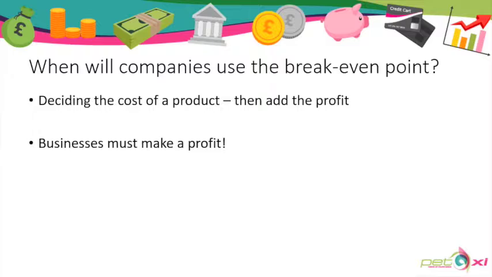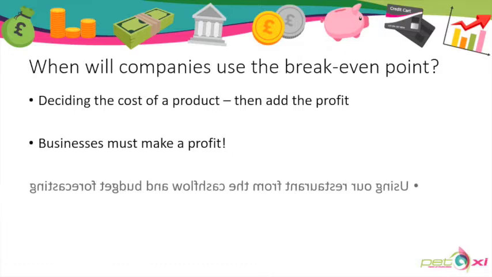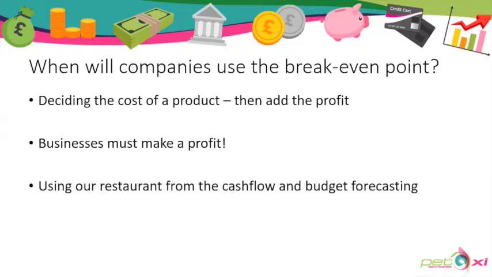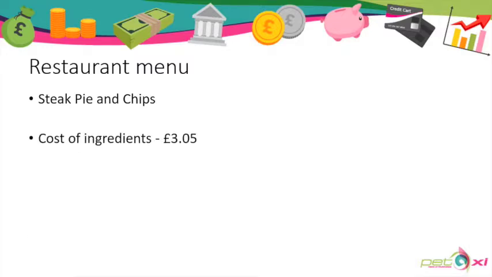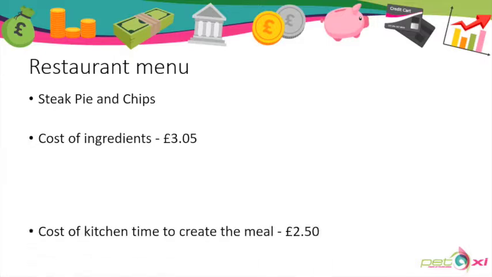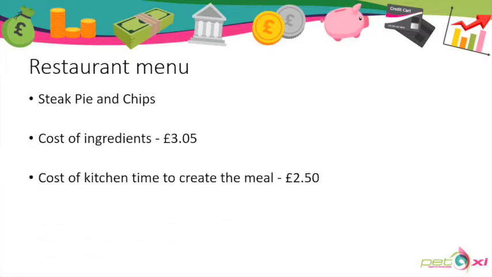In order for a business to survive, they must make a profit. Therefore, income must be higher than expenditure. For example, if we use our restaurant from the earlier videos as an example, they will need to work out the break-even point on each separate item on the menu. Let's say the restaurant comes up with an item for the menu, steak pie and chips. Firstly, they calculate the cost of the ingredients. For this, let's say they're £3.05. It takes 6 minutes to make in the kitchen, the cost of which is £2.50 in staff and electricity. This means it costs the company £5.55 to produce each plate of steak pie and chips.